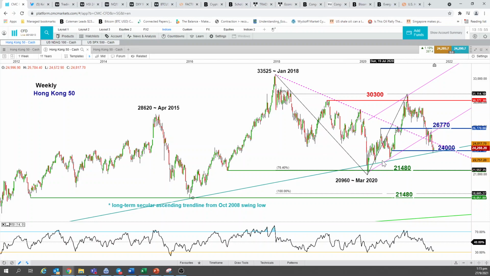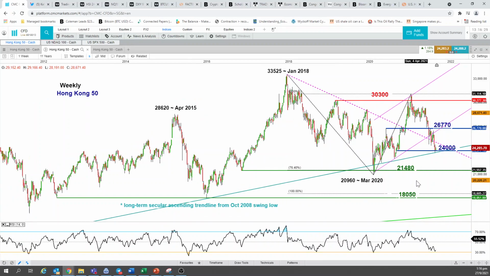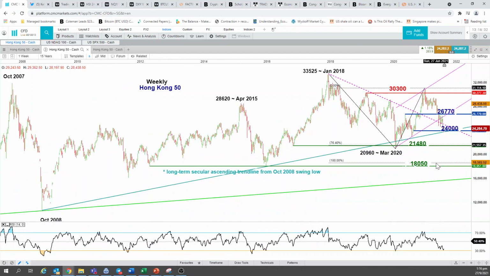So what it means is that this major uptrend move that we see from March all the way to February has been more or less destroyed. That means we are no longer in a major uptrend, more at risk of a sideways choppy formation or at risk of an extension of this corrective decline towards 21,480. Okay, this is wrong, let me change this. This should be 18,050.